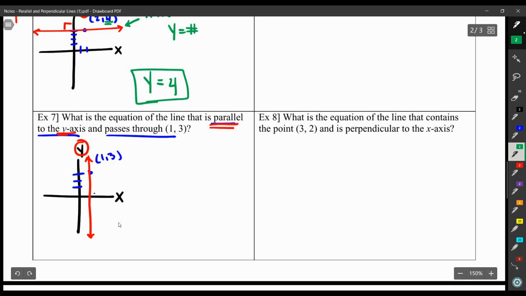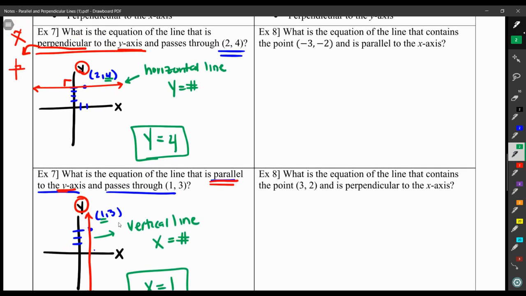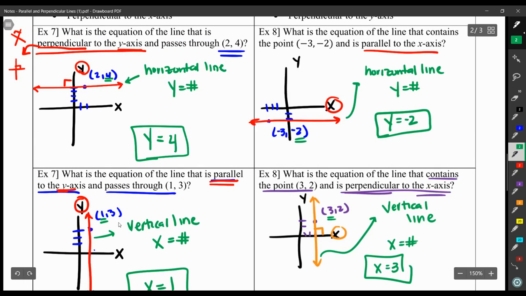So now that I have a picture of what's going on, I notice that this is a vertical line. And I know that vertical lines are always x equals something. So the equation for that red line will be x equals, and then again, all of the x's are the same along that line, so x is equal to 1. Pause the video, see if you can try both example 8s. And here's what you should have had for both example 8s.